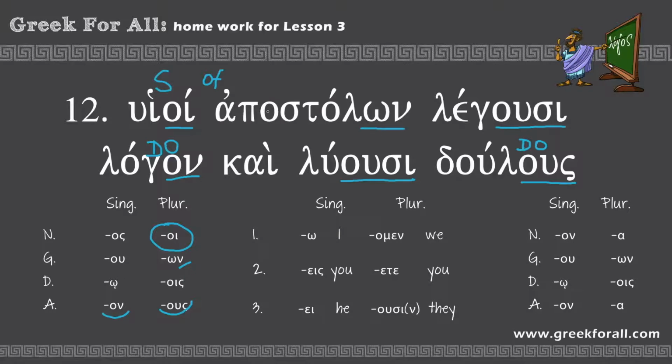So our subject does two actions. It speaks a word and it releases or frees slaves. Now let's put everything together. Sons of apostles speak a word and liberate slaves.